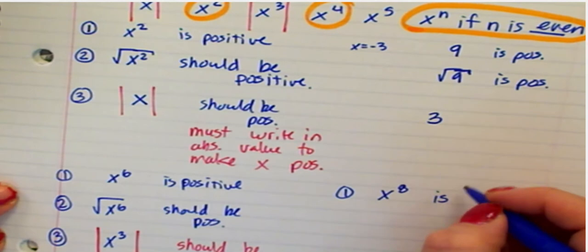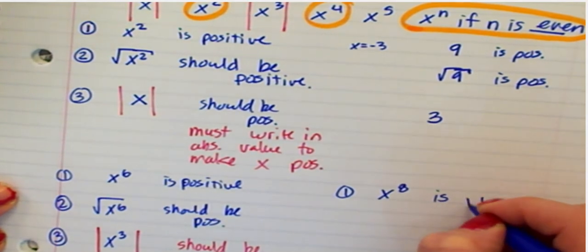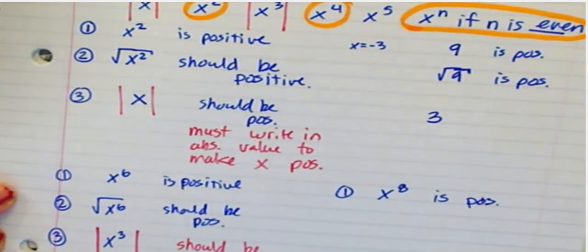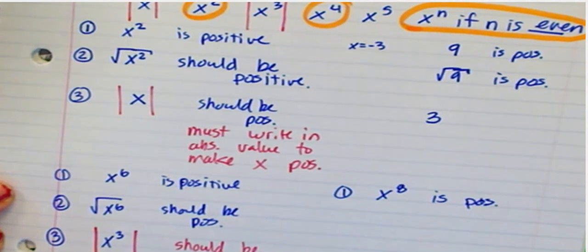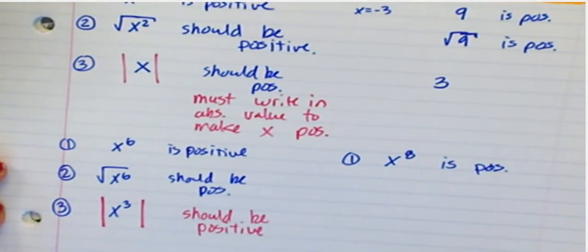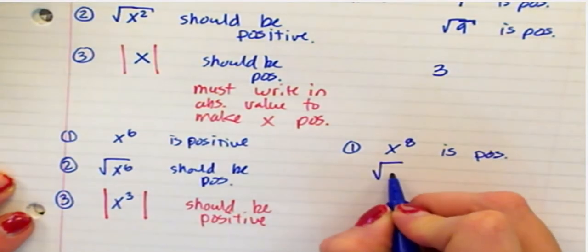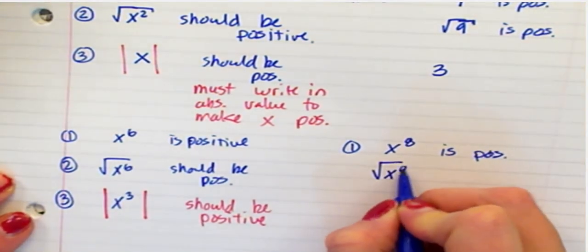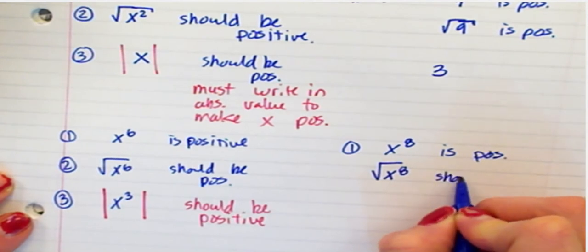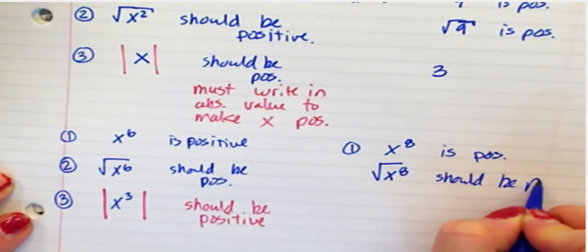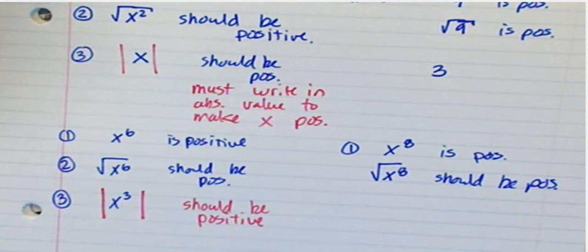Okay, x to the 8th is positive. Wait, is that x? x to the 8th. Oh, so wait, the recording is positive. I got you. There you go. Okay. Square root of x to the 8th should be positive. So it would just be x.